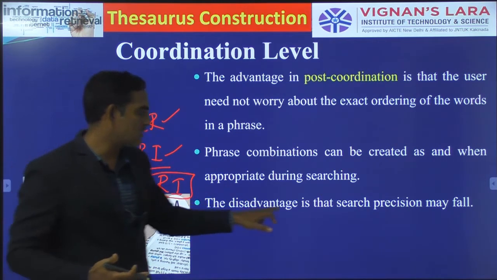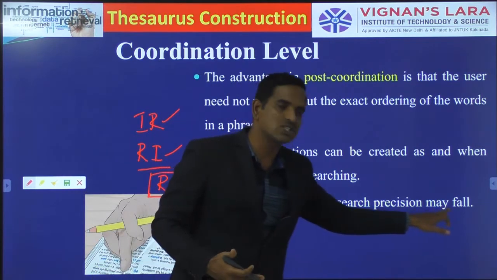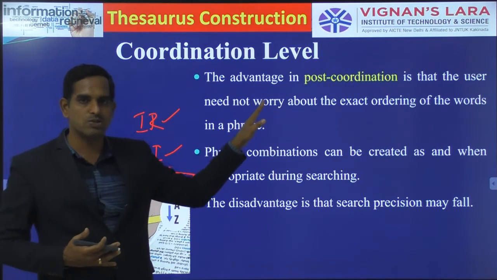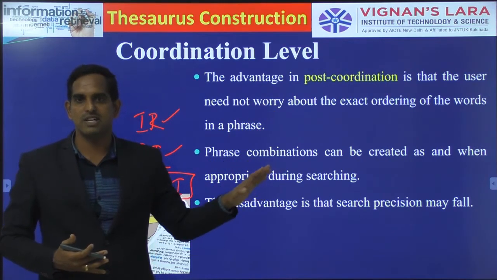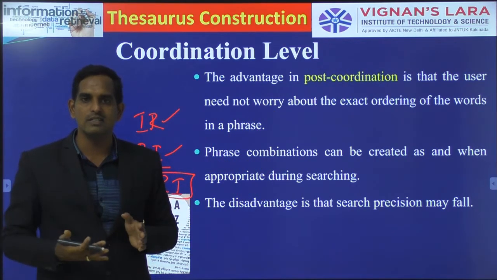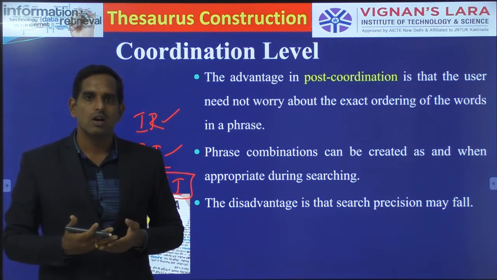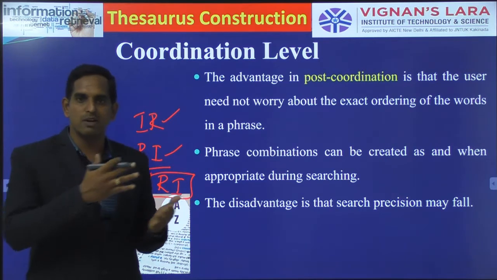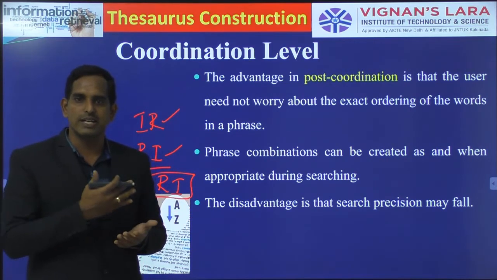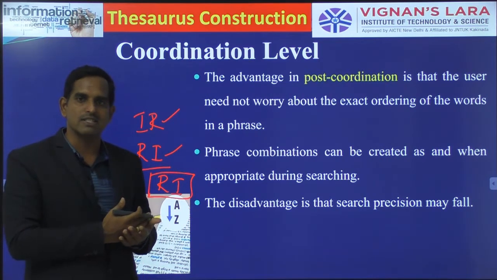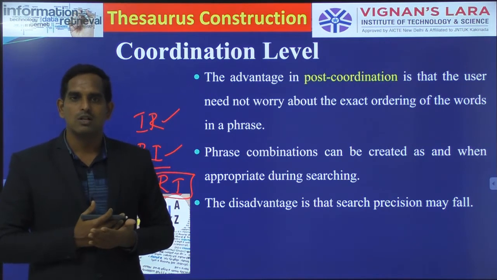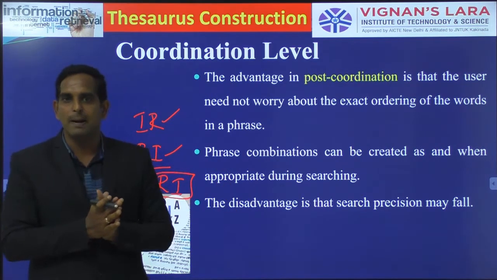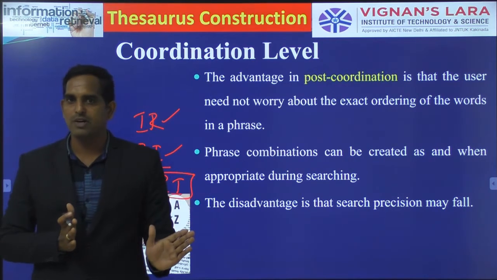The disadvantage is that the search precision may fall. If you use post coordination, the search precision will be very low. That is, the number of effective retrievals will be very few, or the number of appropriate terms which you are retrieving from the information retrieval system will be very low. So these are the advantages and disadvantages of post coordination and pre-coordination.